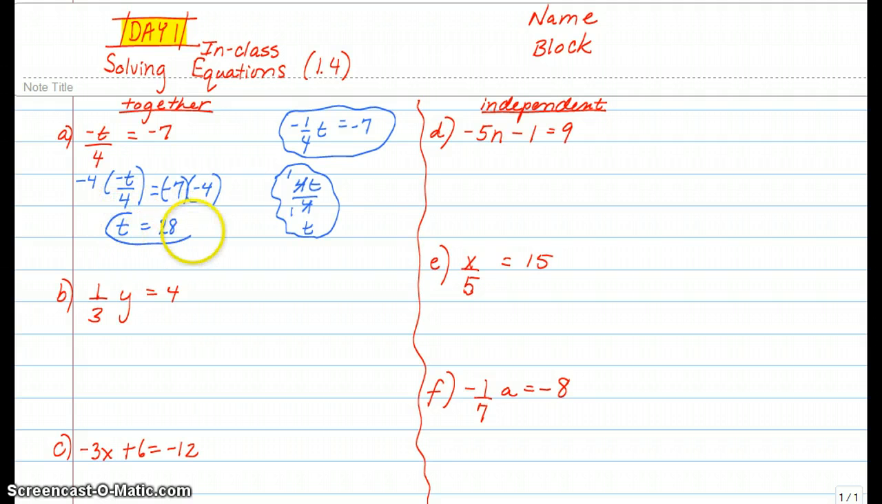You should check this, not formally, it's pretty simple. You substitute in for t that 28, so you have negative 28 divided by 4. Negative by a positive is negative. 28 divided by 4 is negative 7. It comes out fine. Now this 1/3 y equals 4 is the same thing as y over 3 equaling 4. So if you prefer the method up here, you can use that. Otherwise, you can do this method on either one.